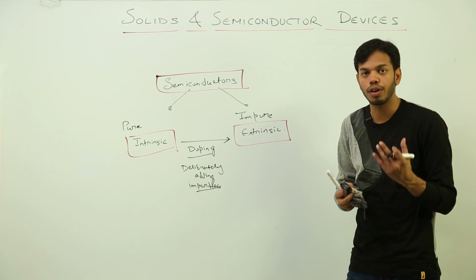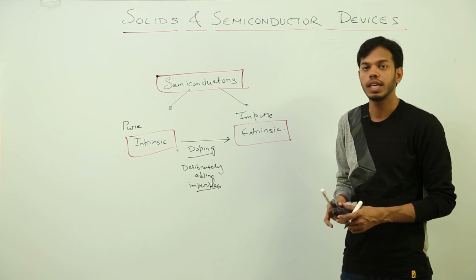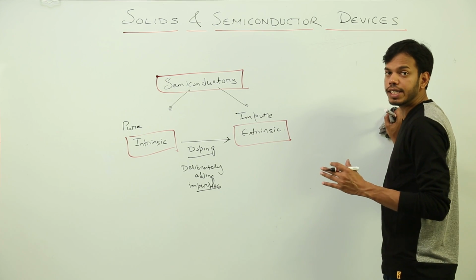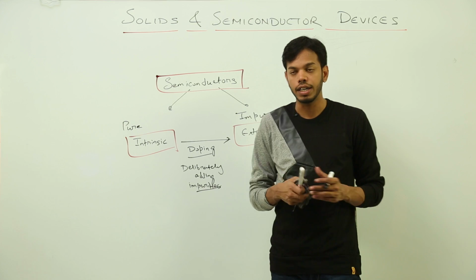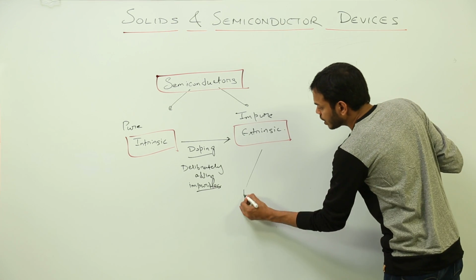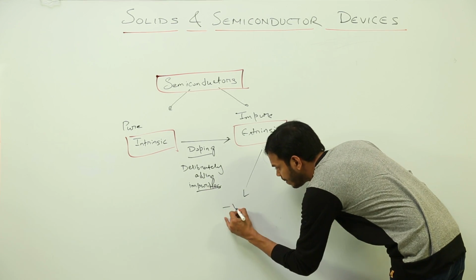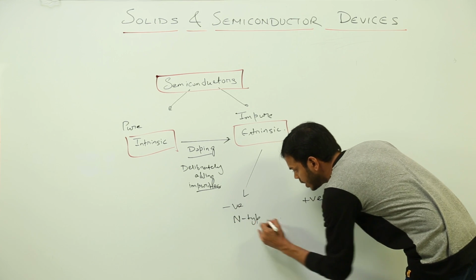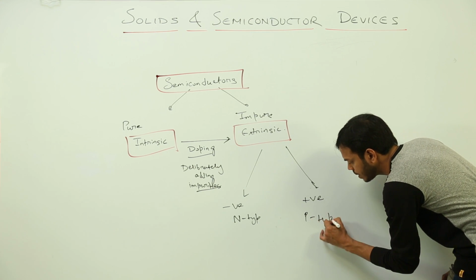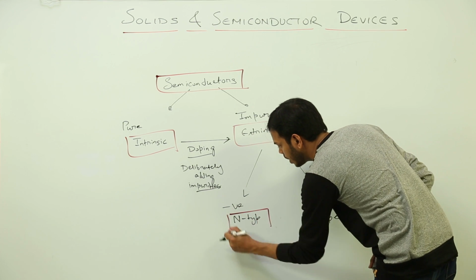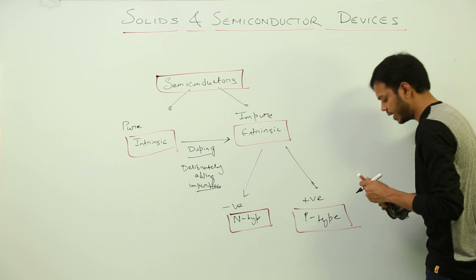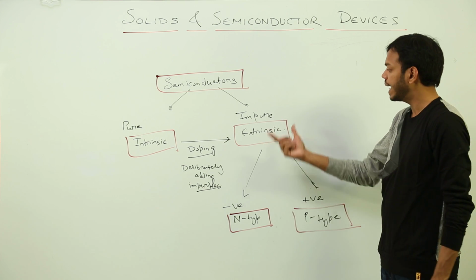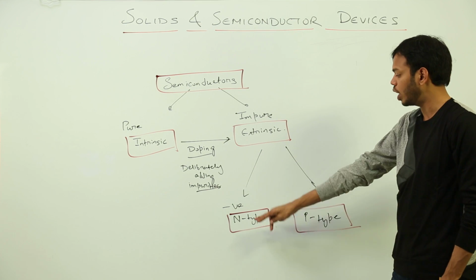It is kind of a risk, but it is done in a very calculated way to enhance the electrical conductivity. Now, on the basis of the doped atom, that is, whether the doped atom is pentavalent or trivalent, the extrinsic semiconductors are classified into two further types. One would be negative type and another would be positive type. Negative ones are called N-type semiconductors and positive ones are called P-type semiconductors. So this is the complete distribution of semiconductors: pure intrinsic ones are converted into extrinsic by the process of doping. Extrinsics are of two types, negative and positive, which are called N-type and P-type.